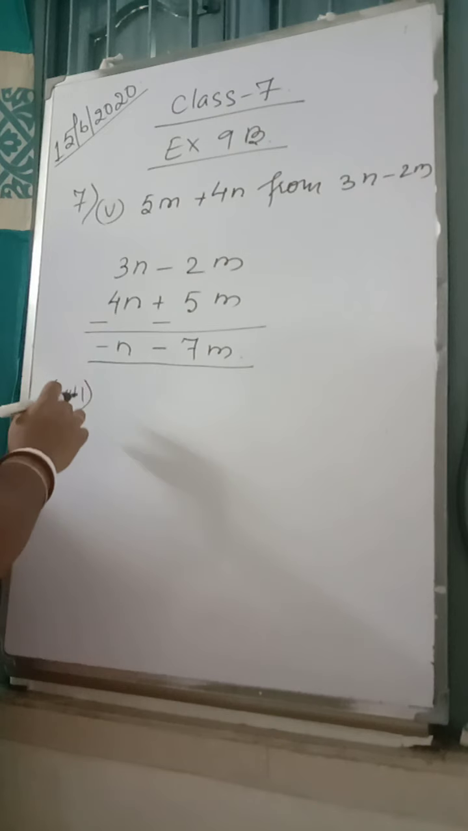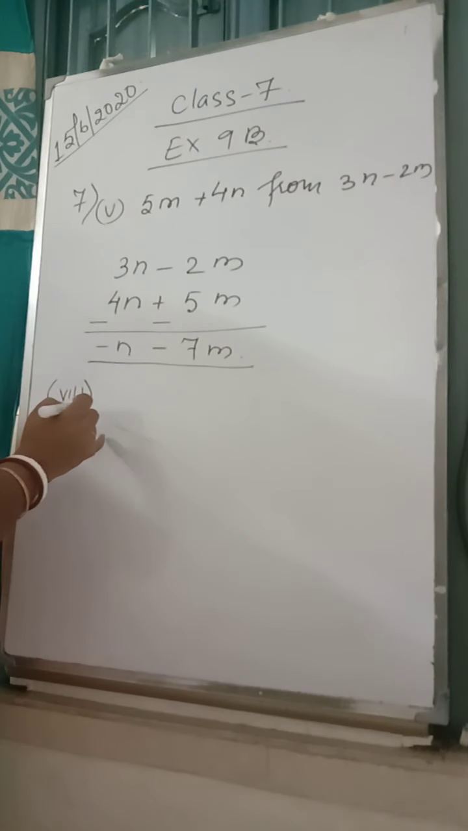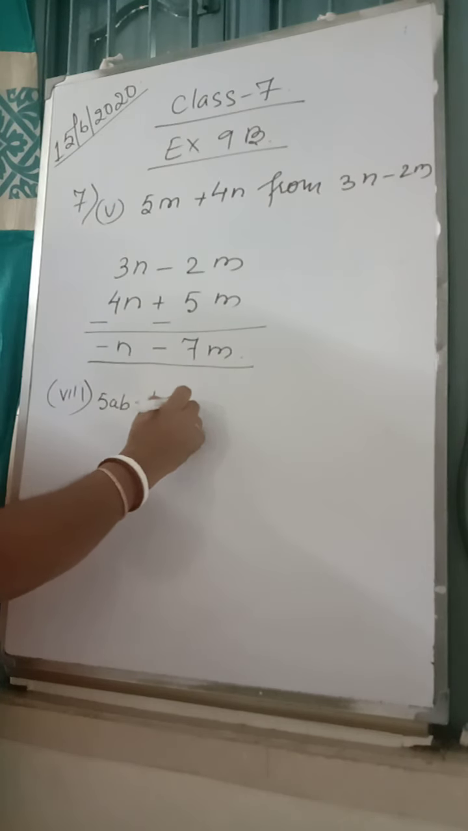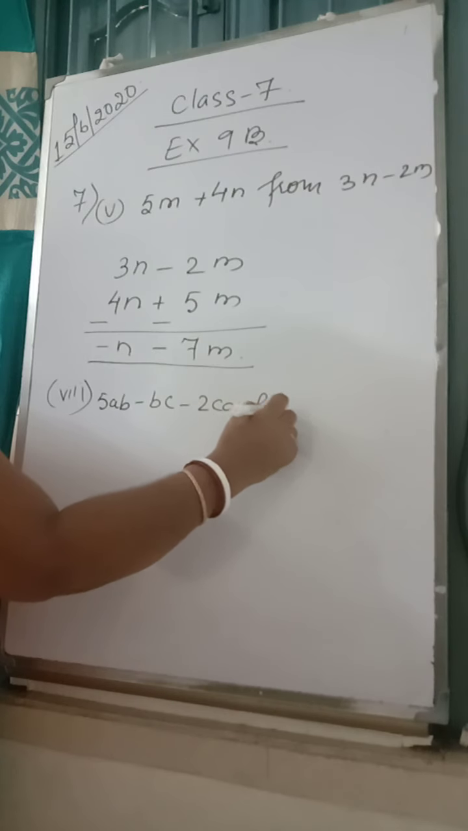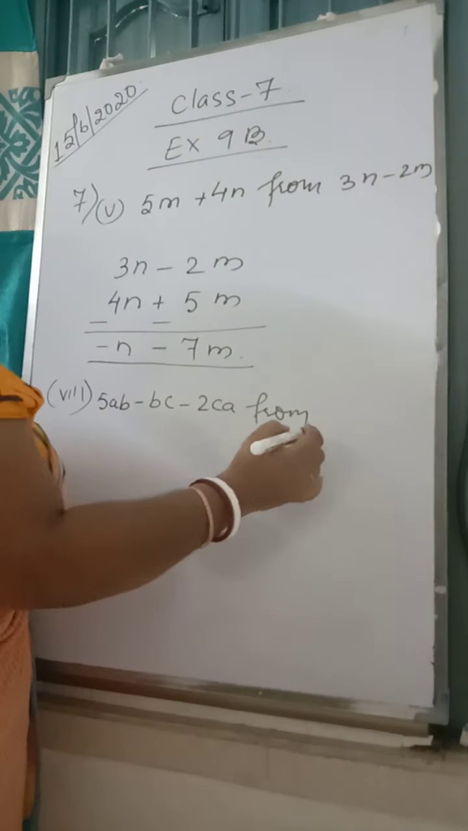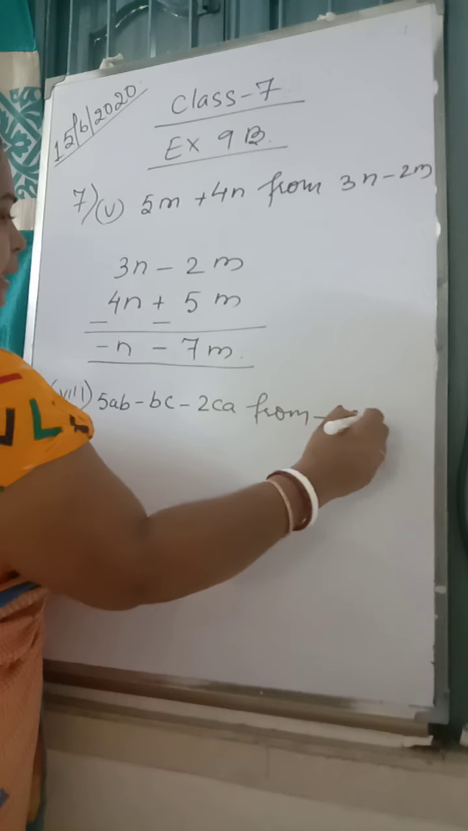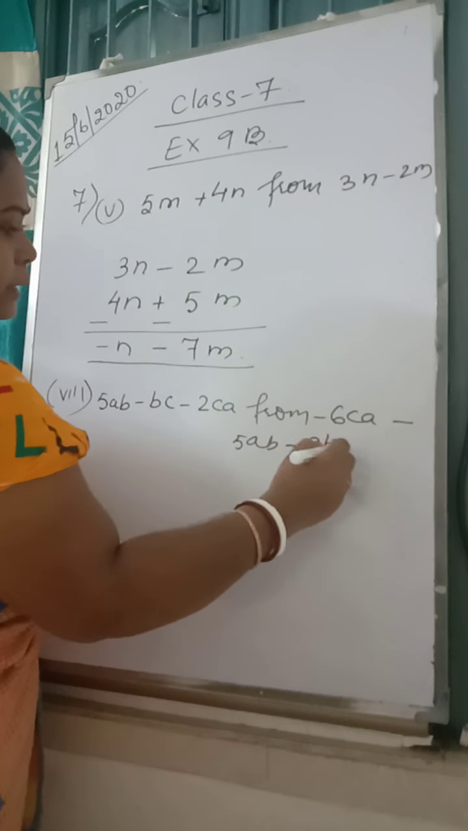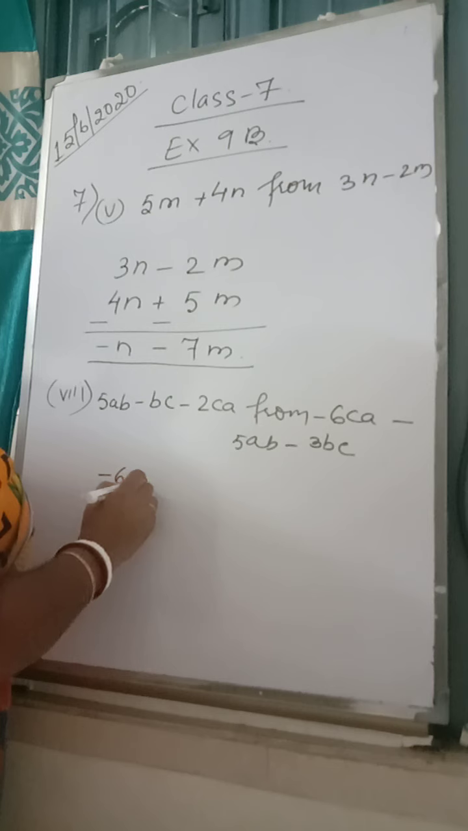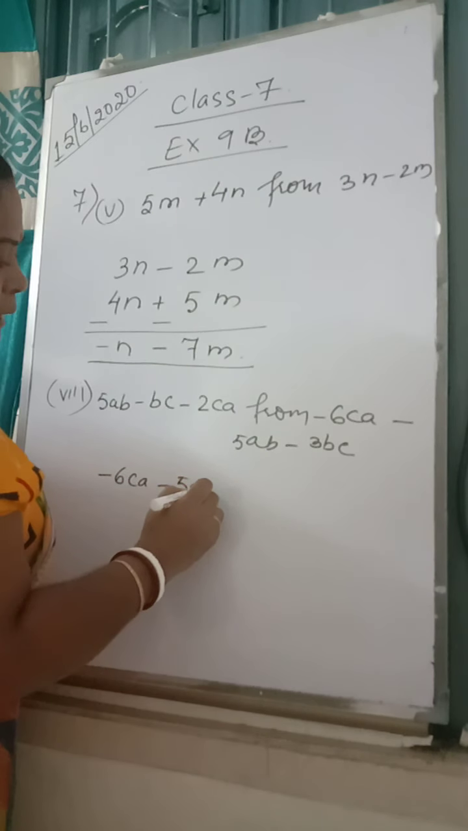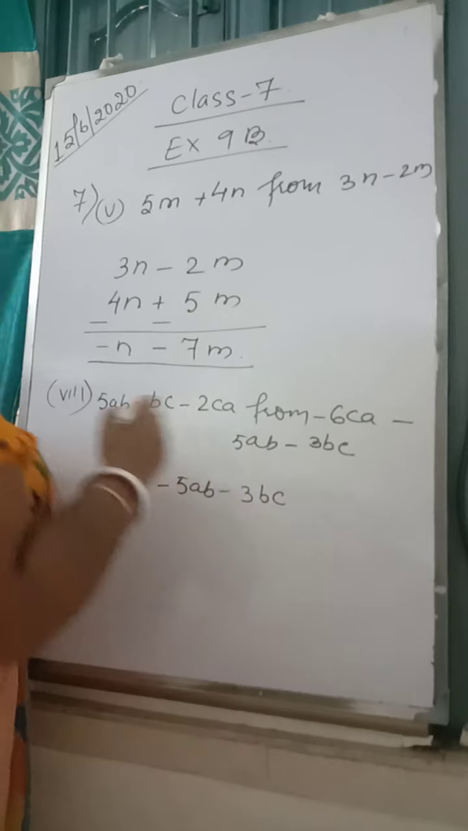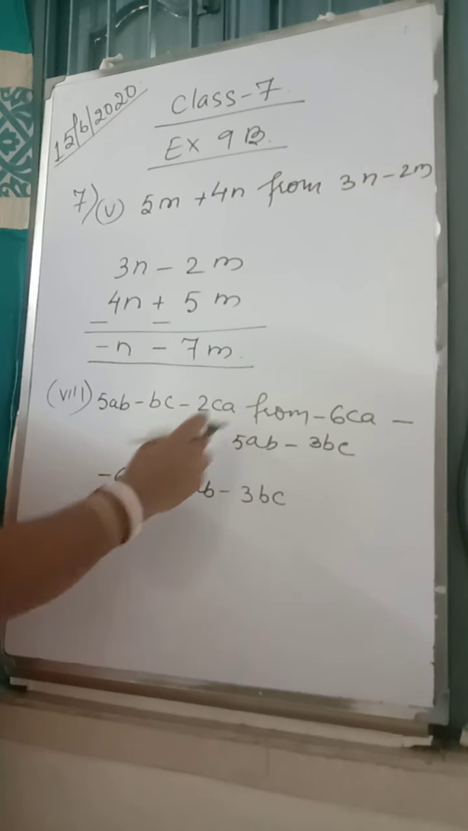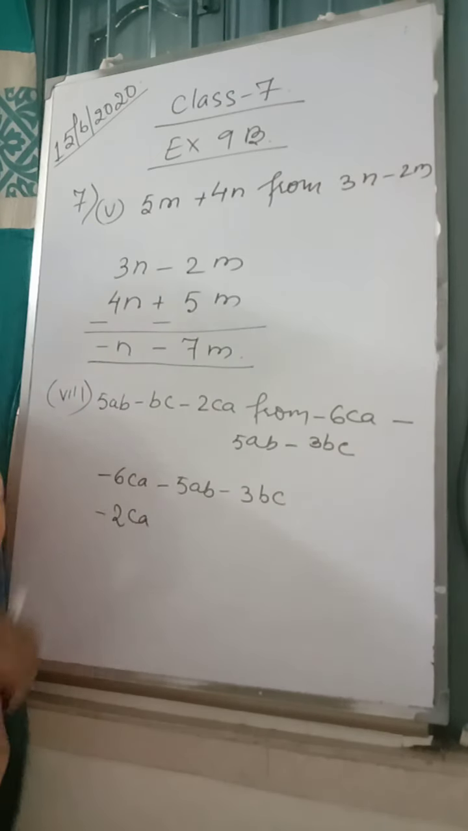You have asked. That is 5ab minus bc minus 2ca from minus 6ca minus 5ab and minus 3bc. So first we have to write this minus 6ca. See dear, the orders are different, doesn't matter. We will arrange according to us. Down of ca, I will be writing ca only. So it was minus 2ca. So we will be writing minus 2ca down of minus 6ca.